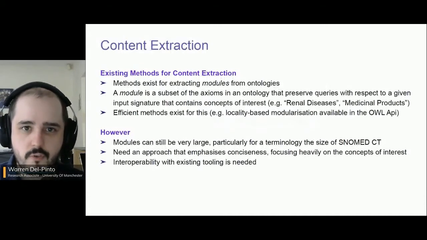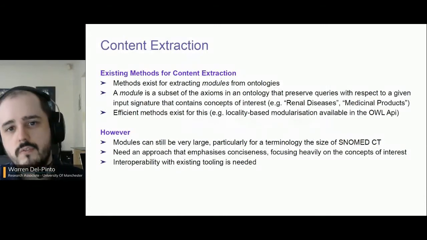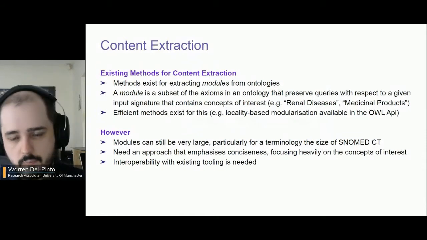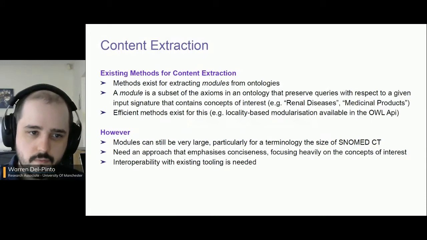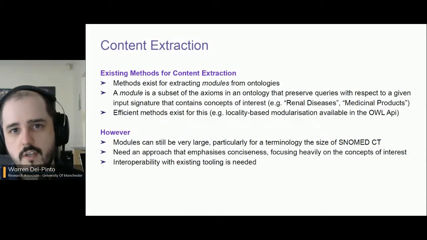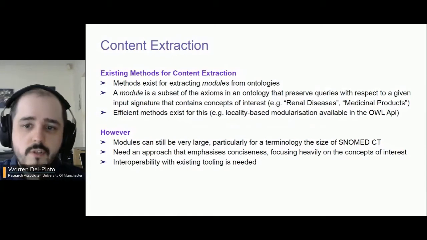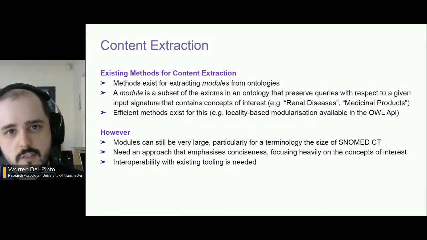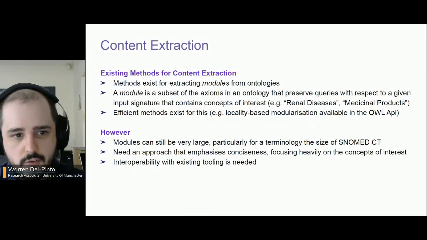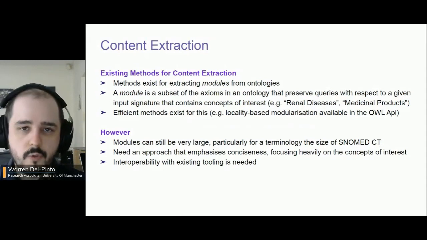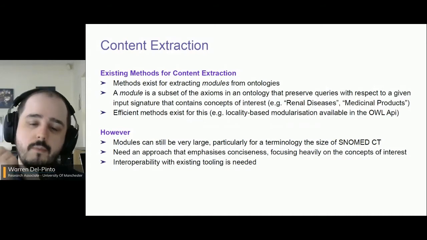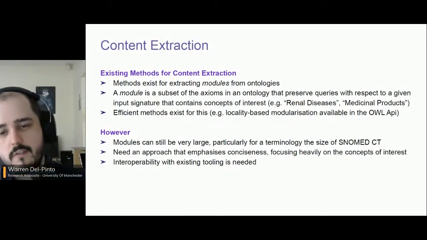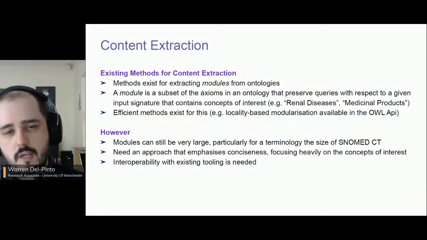So there are a lot of existing methods for content extraction, and these exist to extract modules from ontologies. Modularization is perhaps the most widely known of these methods. And a module is a subset of the axioms in an ontology that preserves queries with respect to a given input signature. So say we supply a list of concepts to do with renal diseases, we would expect a module to contain some of the axioms from the ontology that maintain querying with respect to those renal diseases. And there are a lot of efficient methods for this, and one of the most available immediately for a lot of users would be locality-based modularization, which is available in the OWL API. So for example, you can compute star modules, top modules, etc., just directly using the OWL API.